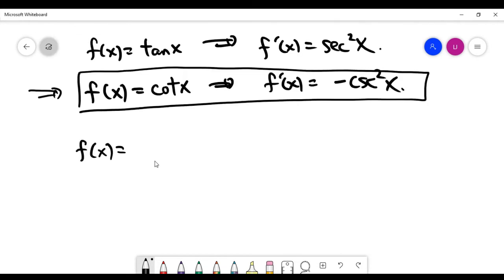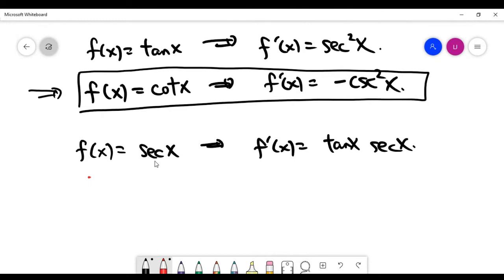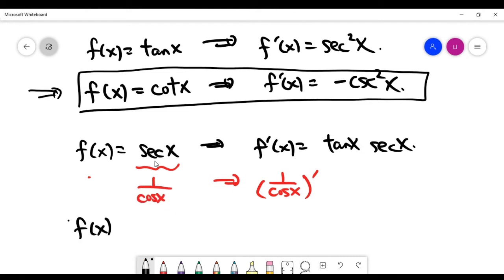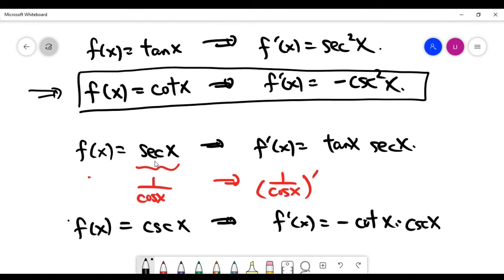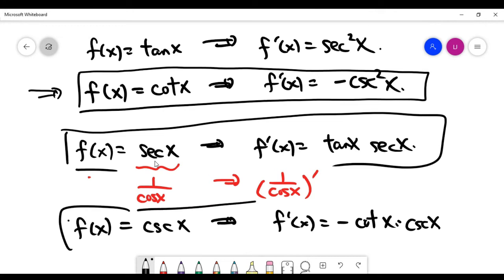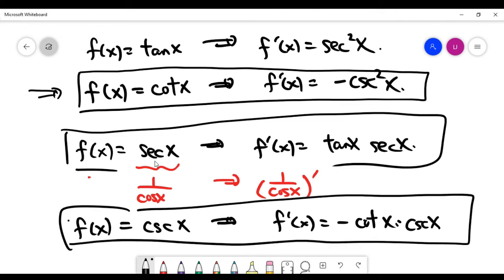Moreover, we have some other rules. When f of x equals secant x, the derivative is going to be tangent x times secant x. It doesn't look very natural, but you can derive this formula on your own by viewing secant x as 1 over cosine x and differentiating it with the quotient rule. You would notice the answer for f prime is exactly tangent x times secant x. Similarly, for f of x equals cosecant x, the derivative is going to be minus cosecant x times cotangent x. These are the formulas that help you find derivatives of more complicated functions involving tangent x, secant x, and cosecant x.